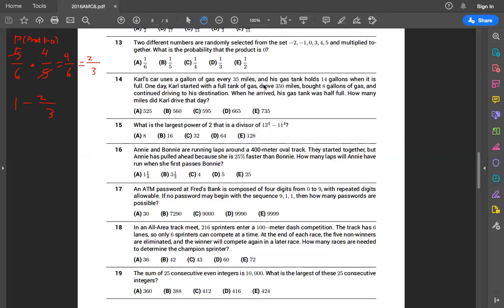Okay, so this 1 represents the probability that the product is either 0 or not 0. And obviously the product has to be one of those, 0 or not 0. So that's a 100% chance, or probability 1. And then 2/3 is the chance that the product is not 0. So the probability that the product is 0 would have to be 1/3.